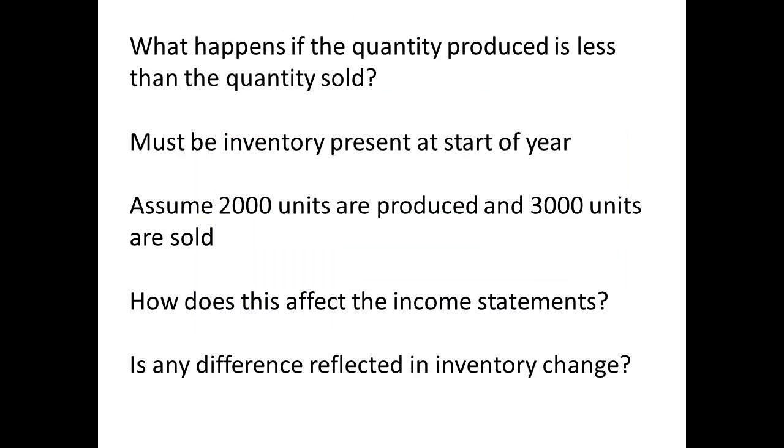What happens in the opposite situation? Suppose, as an example, our company produces 2,000 units but is able to sell 3,000 units. Of course, there must have been an extra 1,000 units in inventory at the start of the year for this to happen. Let us see how this affects income statements and inventory values using full costing and variable costing.